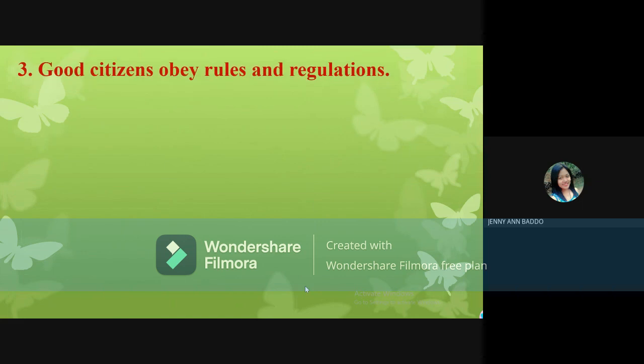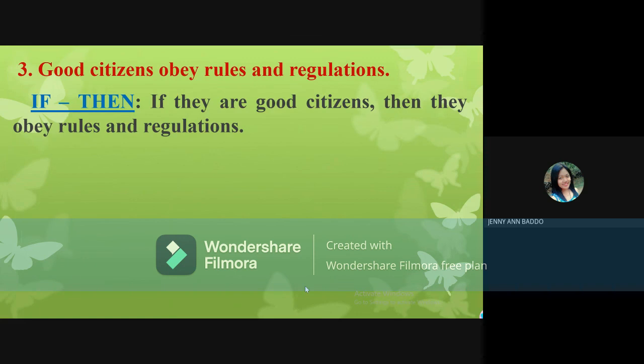Last example. Good citizens obey rules and regulations. So in here, the hypothesis is good citizens, while the conclusion is obey rules and regulations. So for the if-then statement, we have if they are good citizens, then they obey rules and regulations.